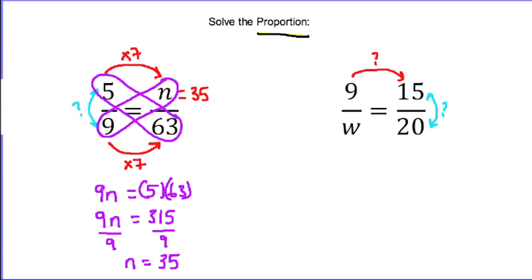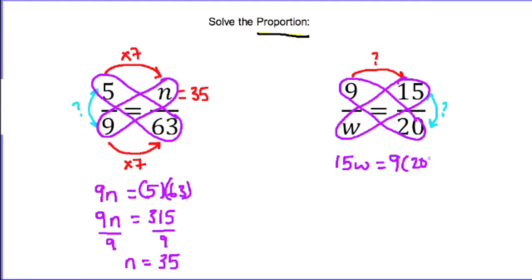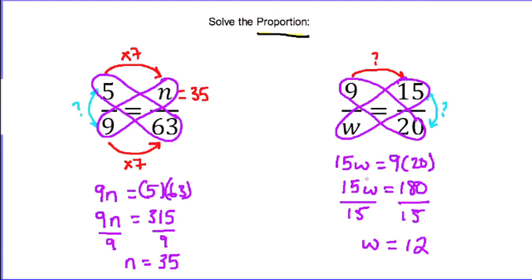So that takes me back to my cross products. So 15W is going to be equal to 9 times 20. 15W is equal to 180. And I'm going to divide both sides by 15. W equals 12. So this is how I can use patterns between ratios, patterns within a ratio, or cross products to help me solve a proportion.